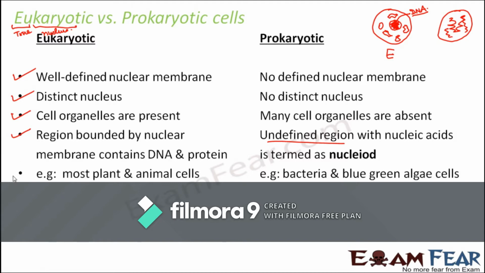Examples of eukaryotic cells are most of the plant cells and animal cells. They are eukaryotic, that is, they have distinct cell organelles and a distinct nucleus with a proper nuclear membrane. Examples of prokaryotic cells are bacteria and blue-green algae. Bacteria are unicellular, so they have just one cell, and inside that one cell they do not have separate organelles. It is like everything is scattered inside.